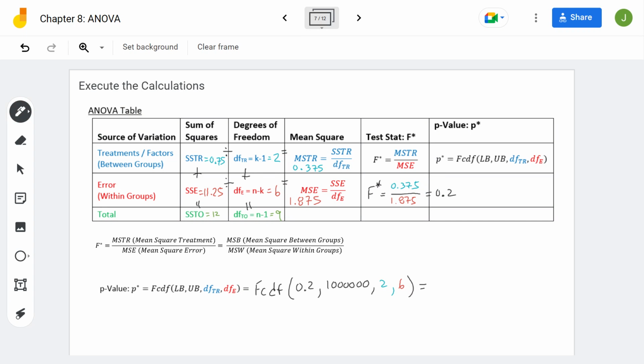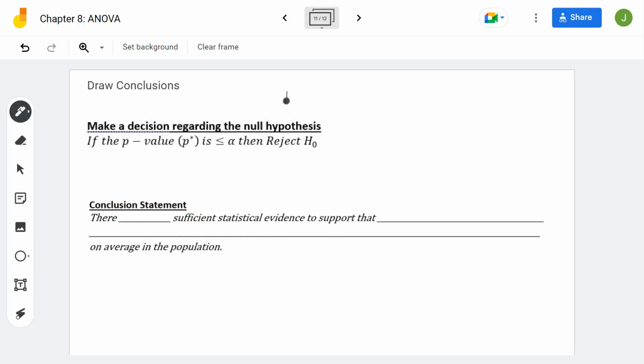And when we use this function on our calculator and plug those values in, we end up with a p-value of 0.8240. So that would be this value right here, 0.8240. And that's what we're going to use to make our decision regarding our null hypothesis in the next step. So just to recap, we have a p-value equal to 0.8240. We have an alpha value equal to 0.05.